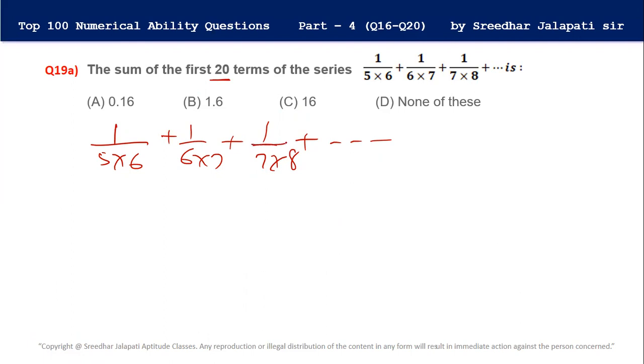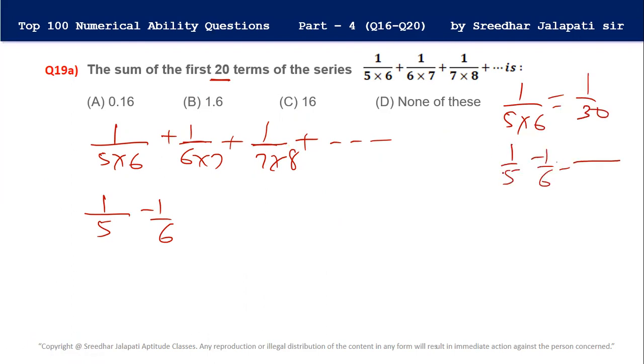So obviously, when you see the question for the first time, it appears lengthy and you cannot write all the 20 terms and add them. But if you identify 1 by 5 into 6 can be written as 1 by 5 minus 1 by 6, because 1 by 5 into 6 is actually 1 by 30. 1 by 5 minus 1 by 6 is also 1 by 30, because LCM of 5 and 6 is 30.